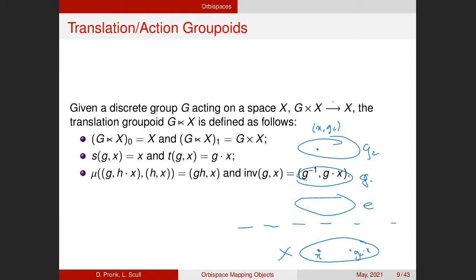And the multiplication in this groupoid, so the composition in the groupoid, would be given by the multiplication of the acting elements.